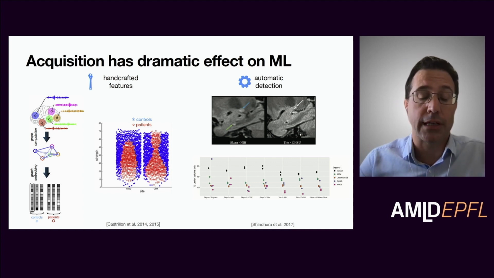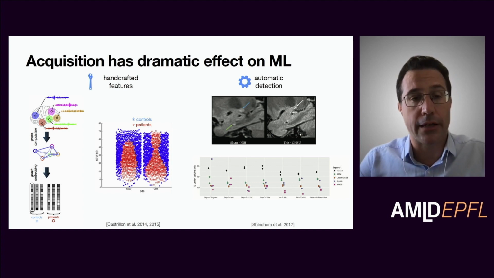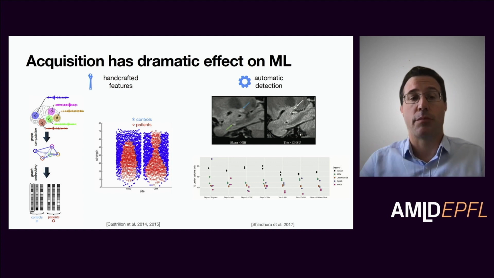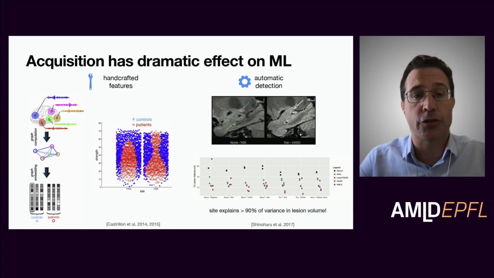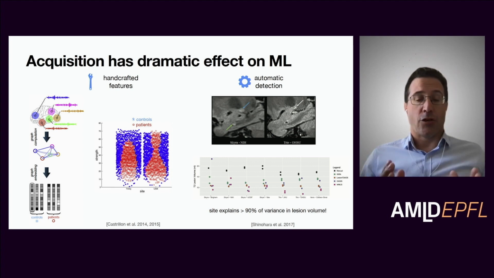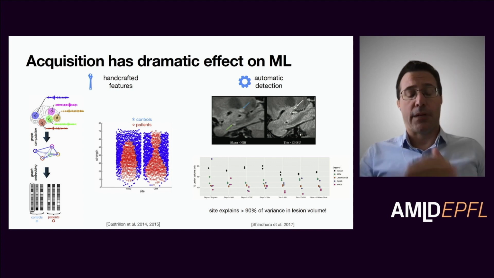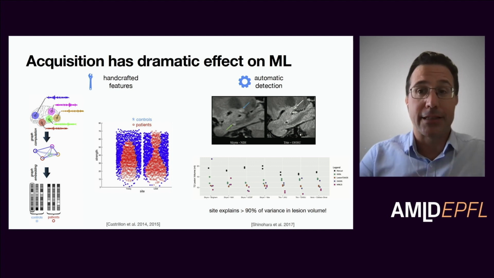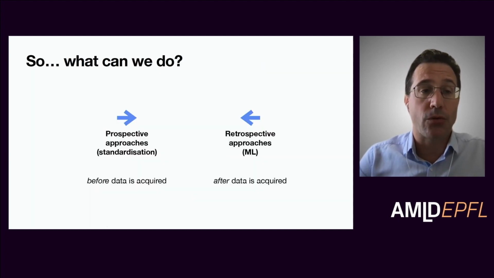So you see first that you have a lot of variation between humans and machines, but of course that's expected. But you see also that you have a huge amount of variation between the sites. In fact, so much so that about 90% of the variance is explained by site. So by now, I hope that I've convinced you that the problem is not as easy as it seemed before. And so what can we do?